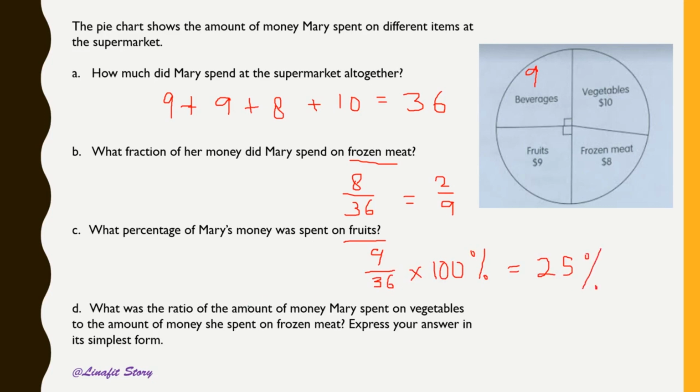D. What was the ratio of the amount of money Mary spent on vegetables to the amount of money she spent on frozen meat? Express your answer in its simplest form. So vegetable to the frozen meat, 10 to 8 or 5 to 4.